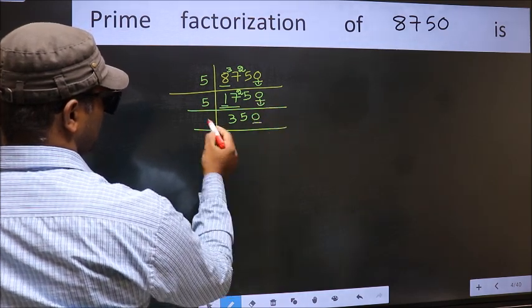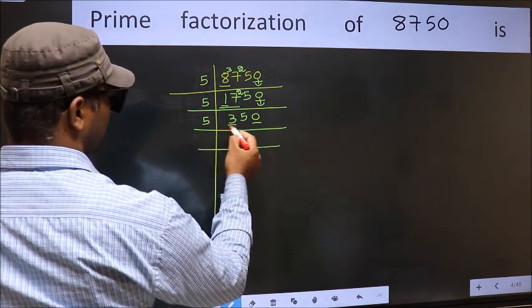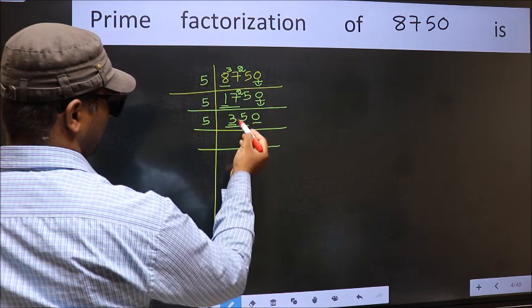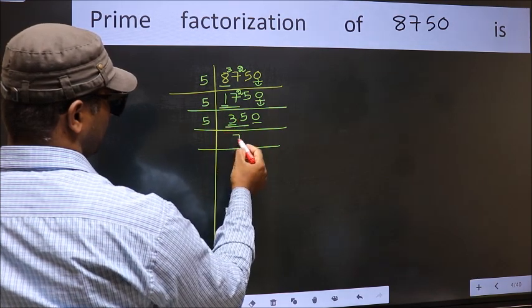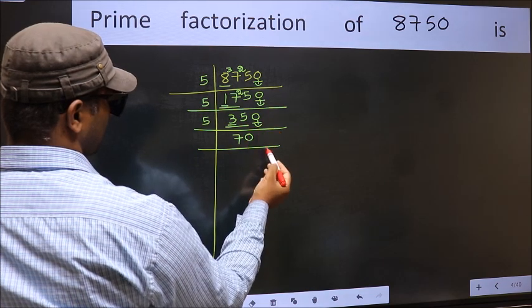Now last digit 0, so take 5. First number 3 is smaller than 5, so take 2 numbers, 35. When do we get 35 in the 5 table? 5 7s are 35. This 0 as it is down.